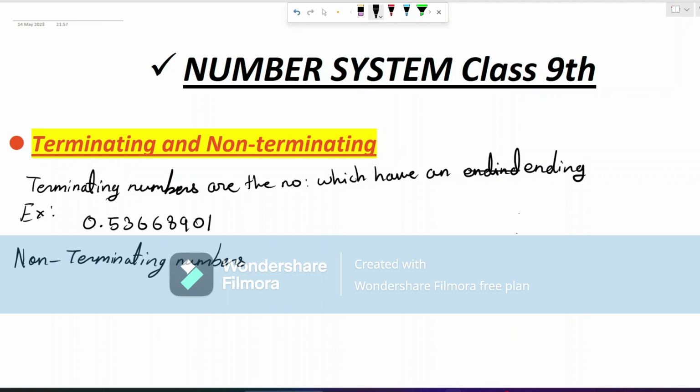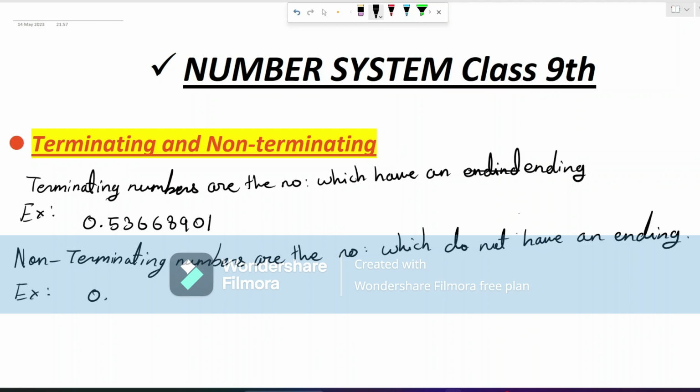Okay, non-terminating numbers are the numbers which do not have an ending. Okay, for example, 0.66666, and it will just keep on going.